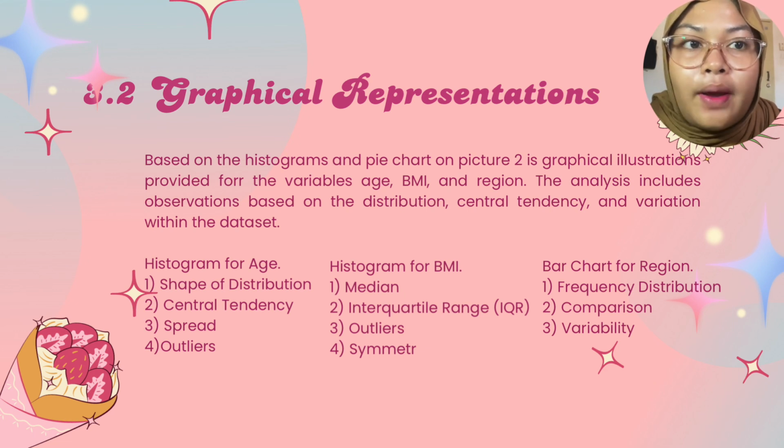3.2 Graphical representation. Based on the histogram and pie chart on picture 2, a graphical illustration is provided for the variables age, BMI, and region. The analysis includes observations based on the distribution, central tendency, and variation within the data set. Histogram for age: shape of distribution, central tendency, spread, outliers. Histogram for BMI: median, interquartile range, IQR, outliers, symmetry. Bar chart for region: frequency distribution, composition, and variability.